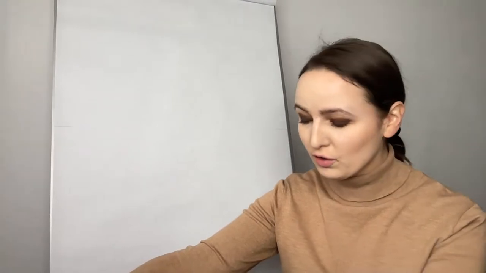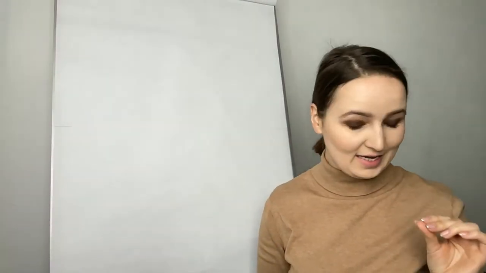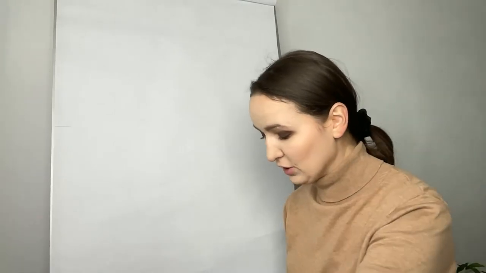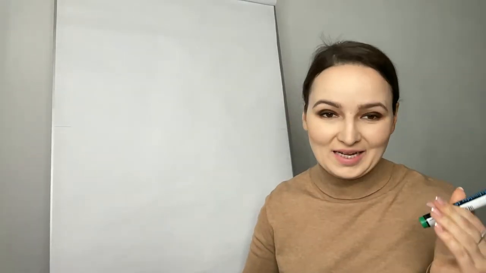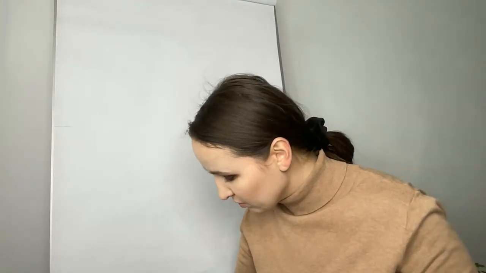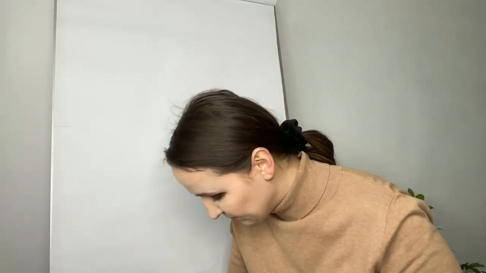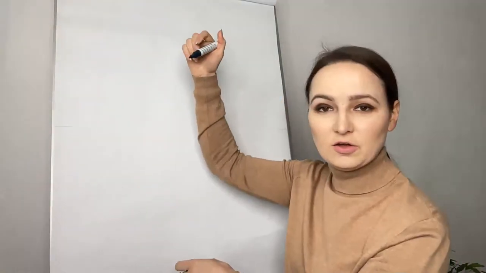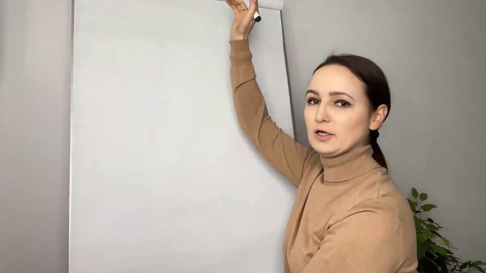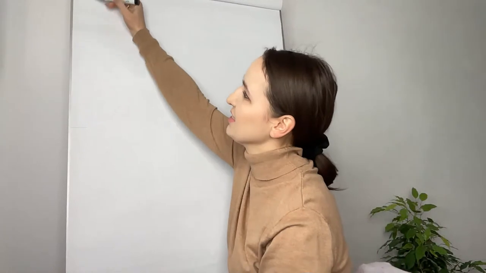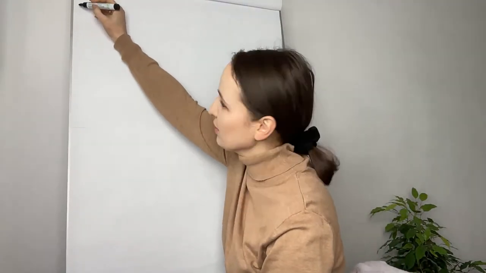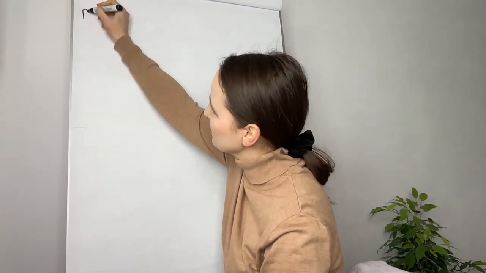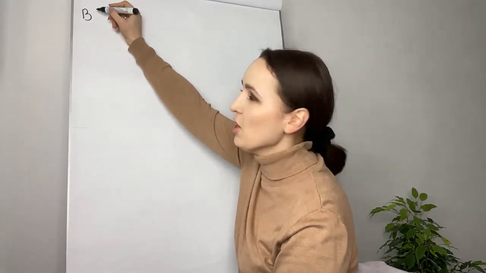Today we are going to learn some verbs that are used with accusative case. Accusative case in Russian is винительный падеж. Let's write it down. Винительный падеж. Пишем. Write everything down with me. It's very important to do that.